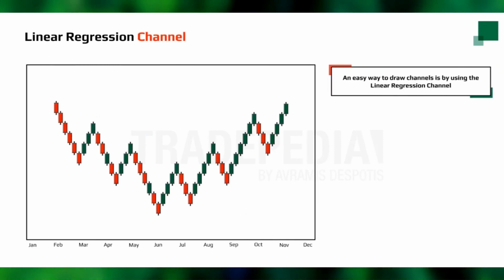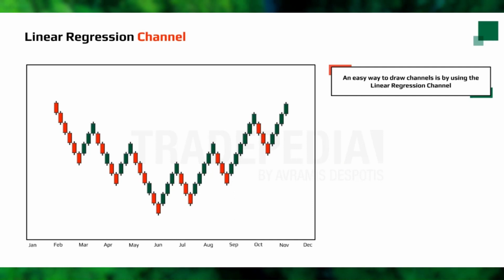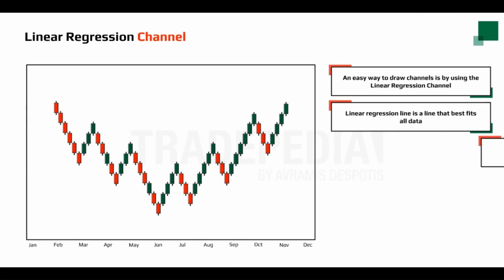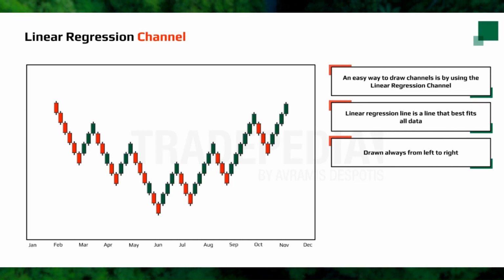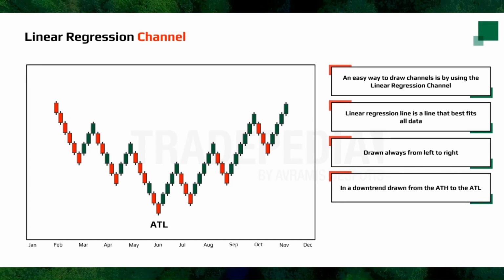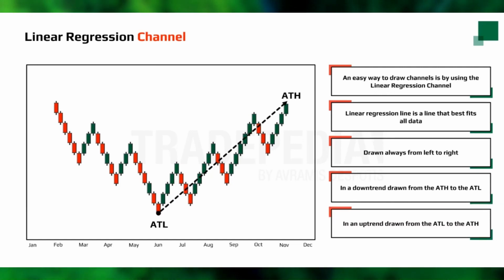An easy and more objective way to draw channels is by using the linear regression channel. This channel is based on the linear regression line, which is a statistical line that best fits all the data points of interest. To draw the linear regression channel, we always draw the line from left to right. In a downward trend, we draw it from the all-time high to the all-time low of our time frame, while in an uptrend, we draw it from the all-time low to the all-time high of our time frame.